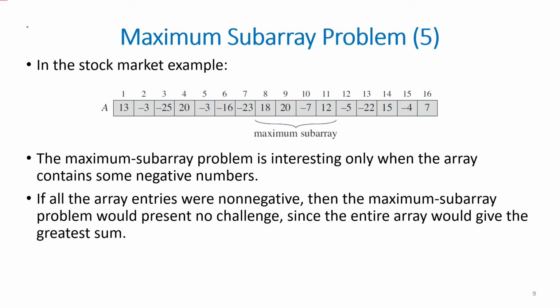So returning back to the price chart given on slide number 5, we would see that the maximum subarray actually includes prices starting from day 7 to day 11, which was $43.